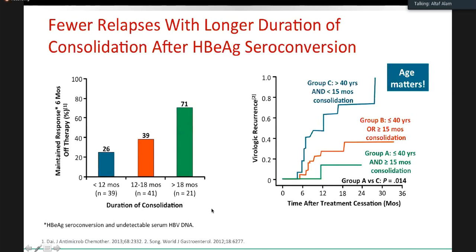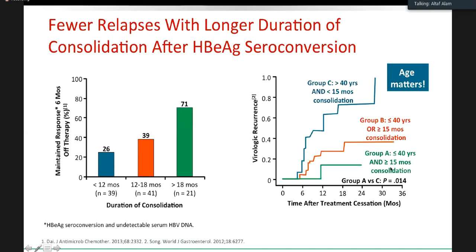Why did I mention the consolidation period? Why did I emphasize it so much? This is the evidence that if you keep the consolidation period in E antigen positive patient to less than 12 months, relapse is very high and only 26% remain in remission, whereas 75% relapse. 12 to 18 months, 40% remain in remission, 60% relapse. And more than 18 months, 71% remain in remission. Age is also important.